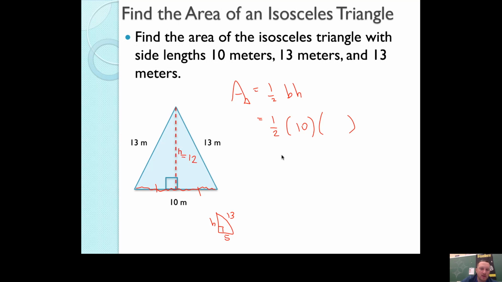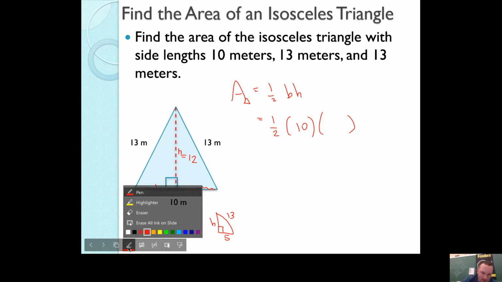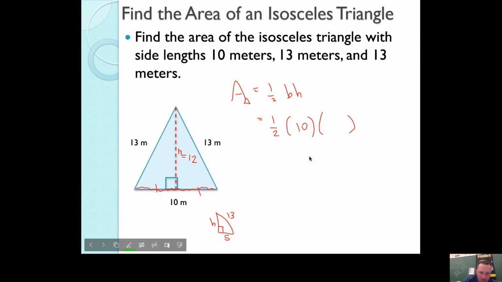So you take that guy. I'll make it a different color, not just because it's a special number, but because it's something that you calculated. These you kind of already knew, this you had to find. Now, you can type this in your calculator if you want, but you don't have to. This is really easy. Half of 10, that's 5. 5 times 12, 60. Now, this is an area. You're multiplying meters times meters, so your unit's got to be meters squared.